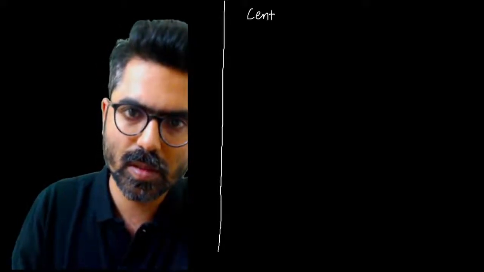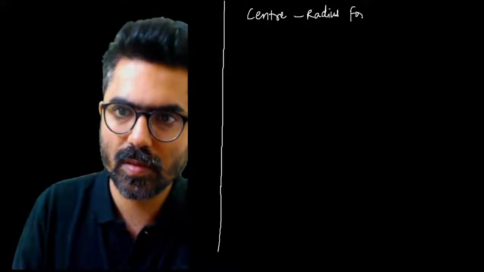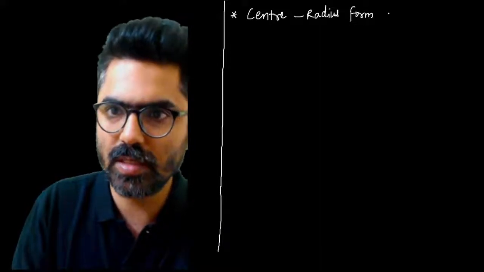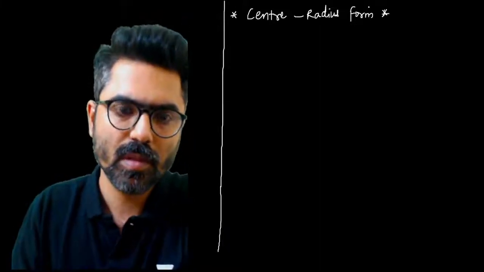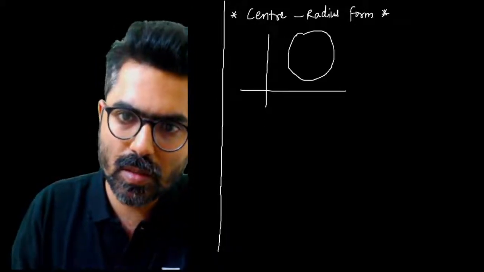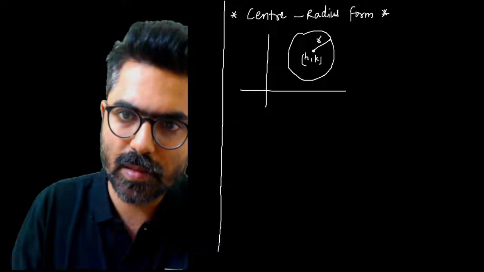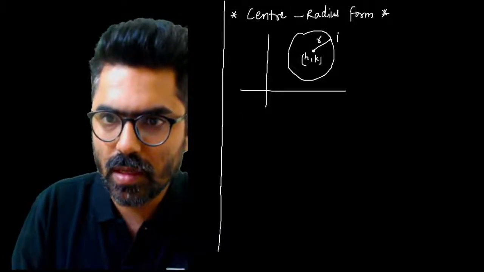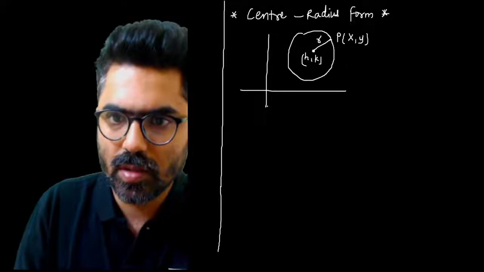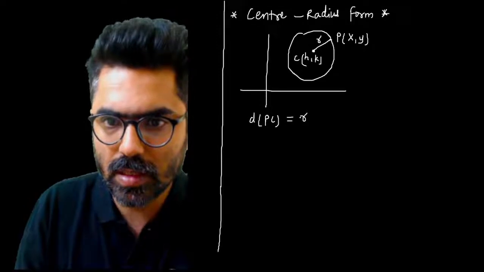Okay. Now let's discuss the next form, which is called center radius form. This is an important form, and it sounds like center and radius will be given, and then you have to find the equation. So for example, this is a circle with center h comma k and radius r. Again the same concept will apply. Let's assume a variable point as x comma y. If you apply the distance formula, distance CP is equal to radius r.